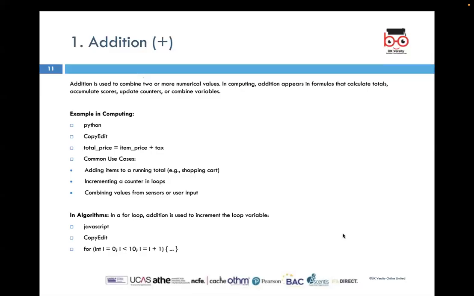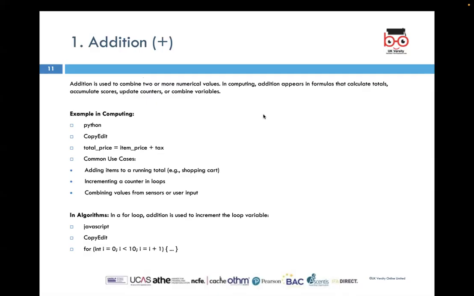Addition. So addition is used to combine two or more numerical values. In computing, addition appears in formulas to calculate totals, accumulate scores, update counters, or combine variables. An example in computing, we can see the code in Python, which is total price equals item price plus tax. Common use cases are adding items to a running total, for example the shopping cart, incrementing a counter in loops, and combining values from sensors or user input.